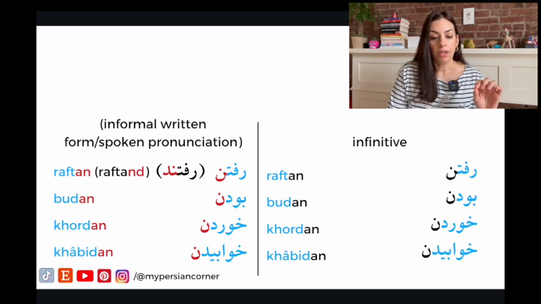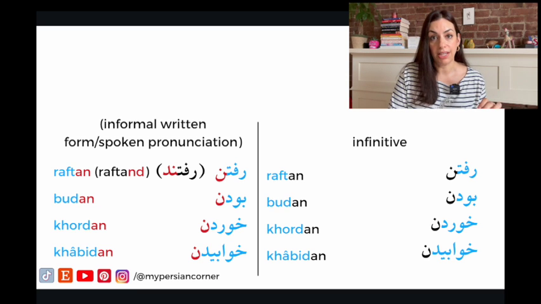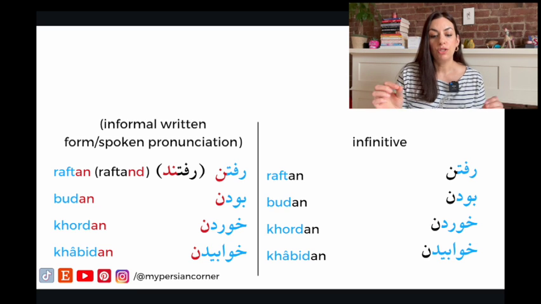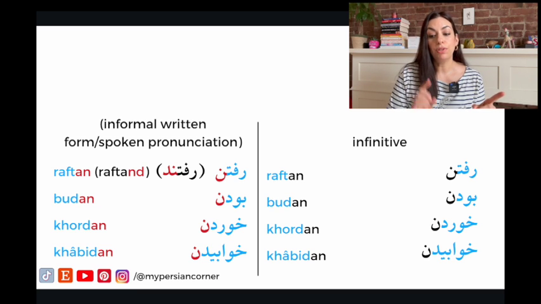So the correct written form is what's in parentheses, raftand. But as I mentioned earlier, in spoken Persian, we drop the d sound at the end and we just say raftan. So in informal writing, as you might see in text messages, on social media, etc., people write the way they speak. So they might write raftan for they, una raftan. And that ends up looking like the infinitive.